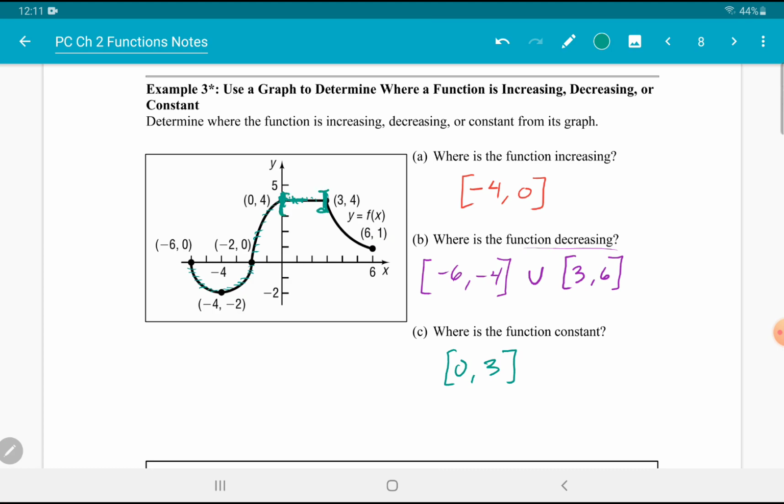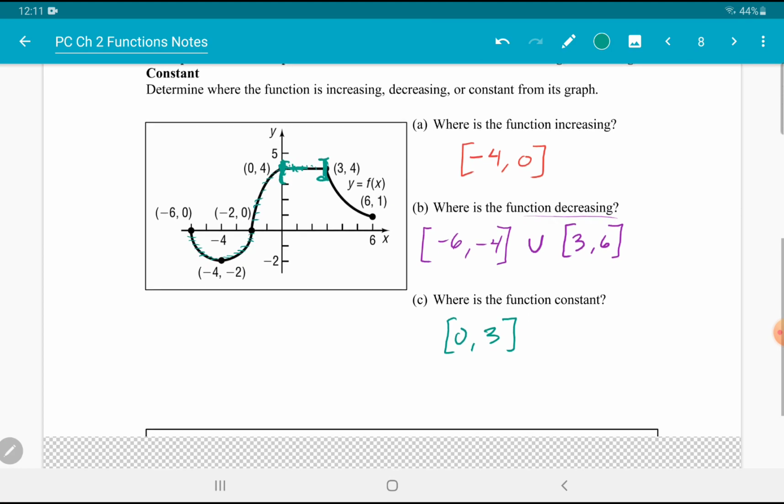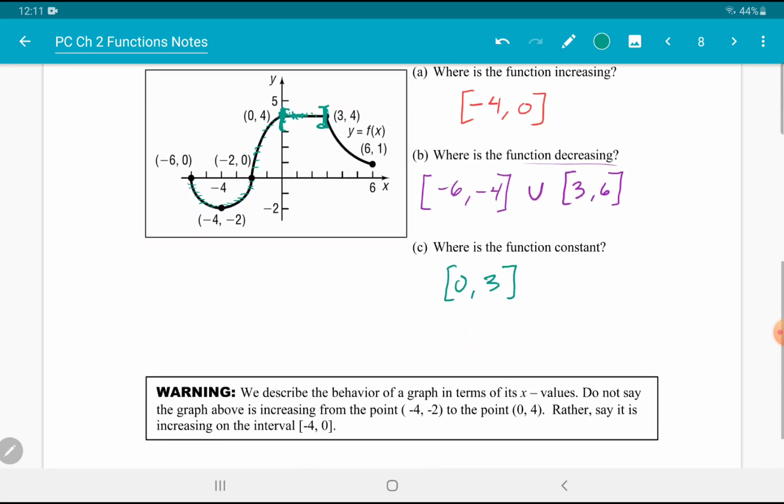Okay? So what you'll notice in A, B, and C is that we always describe the behavior of the graph in terms of the x values. You are only using the x values to describe functions of increasing or decreasing order. So you're not using the actual ordered pair. You're not going to say the point -4, -2 to 0, 4. No, we actually just use the x value, -4 to 0, like that.